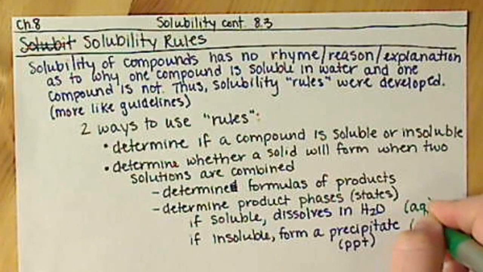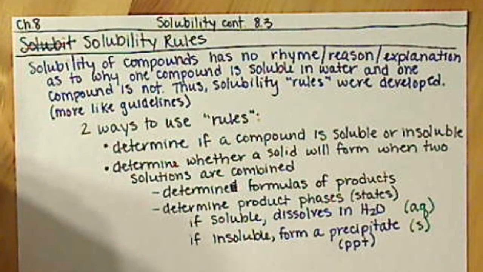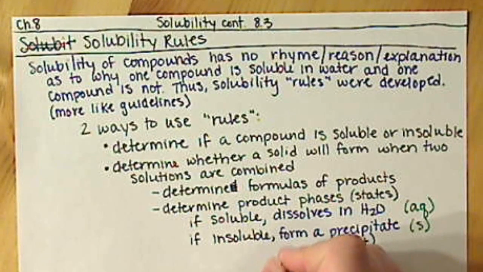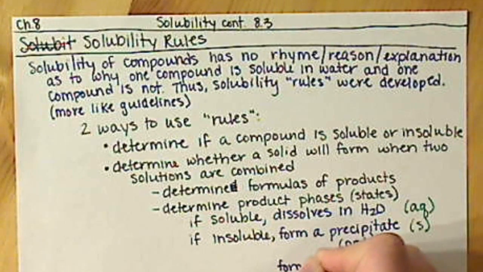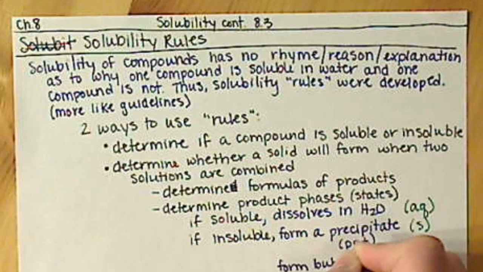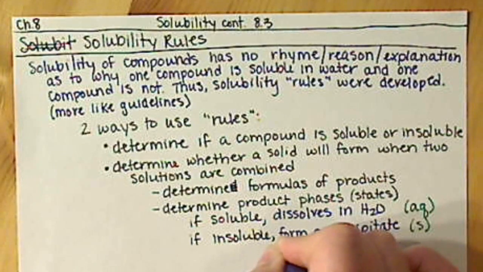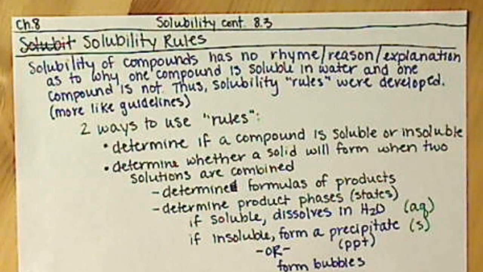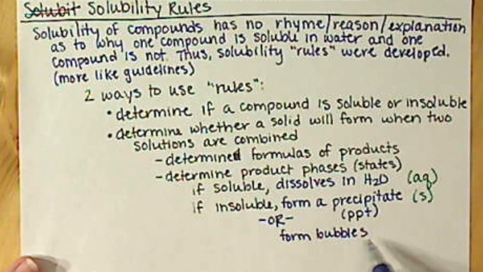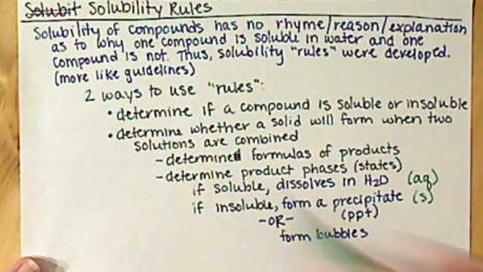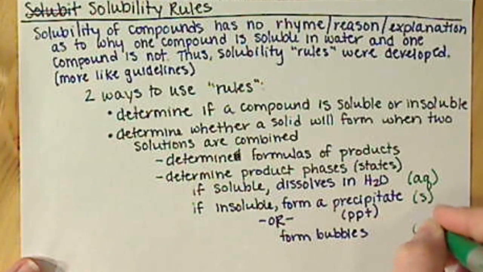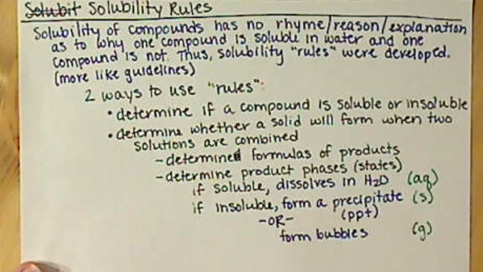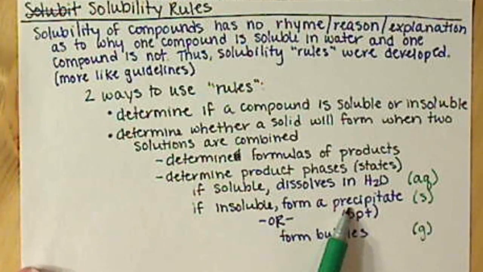We could also be looking at something in the gas phase. On occasion, you may form bubbles. So you could form a precipitate, or you could form bubbles. Basically, bubbles mean that you're forming a gas. And most of the time, you're going to look at a precipitate.